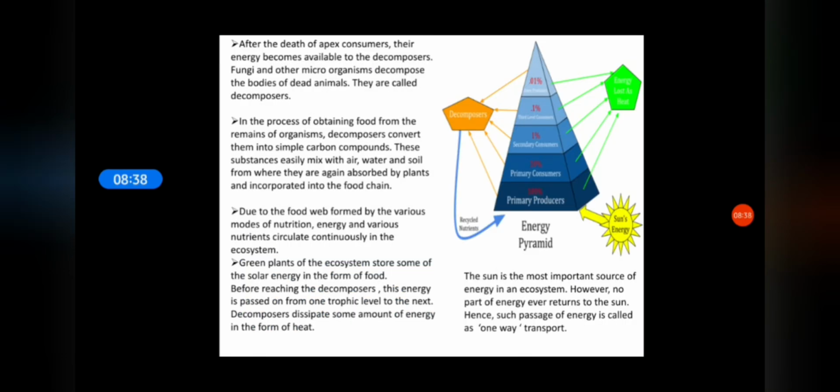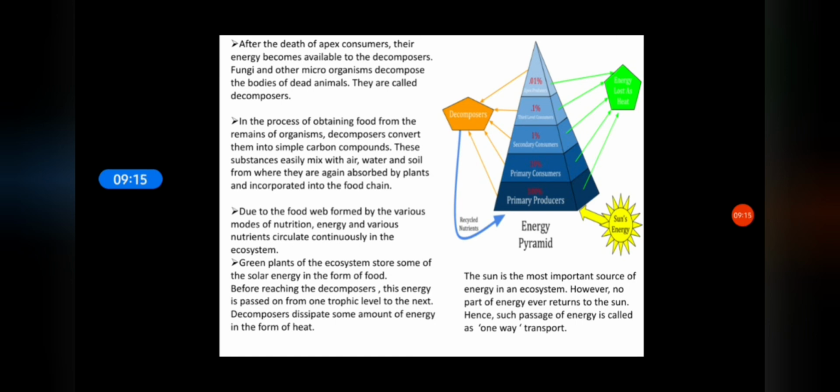Now we will understand in detail how the energy flow occurs in an ecosystem. Plants gain energy from the sun and produce food. Plants use energy for themselves and pass only 10% of energy to the next level. In this way, very little energy reaches the apex consumers. After the death of apex consumers, the energy becomes available to the decomposers, that is microorganisms.